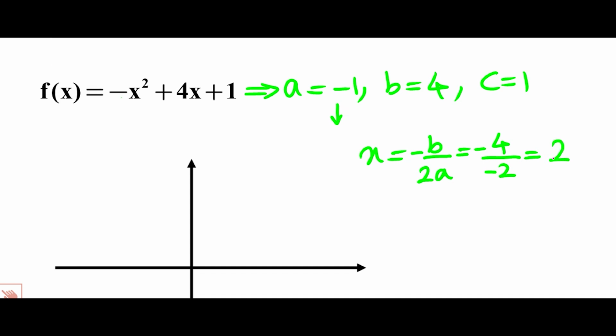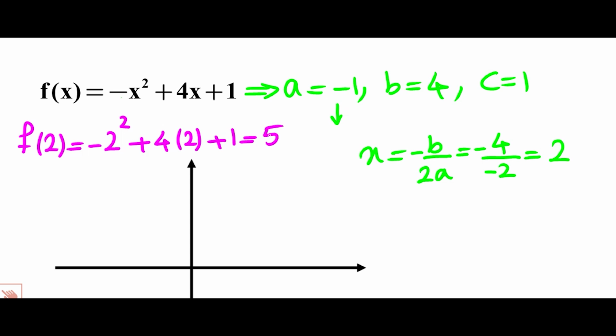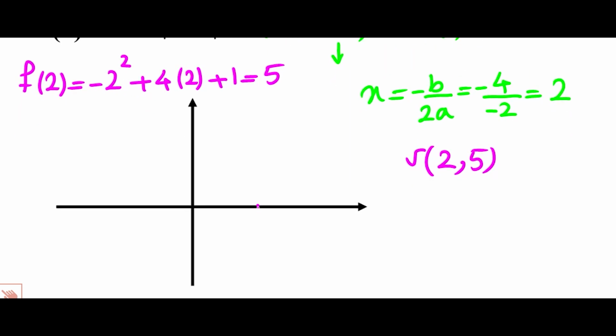So substitute x = 2 into the function. f(2) = -2² + 4 times 2 + 1 = 5. So the vertex is (2, 5), right? So here is (2, 5). For example, here. This point is 2 and this point is 5.